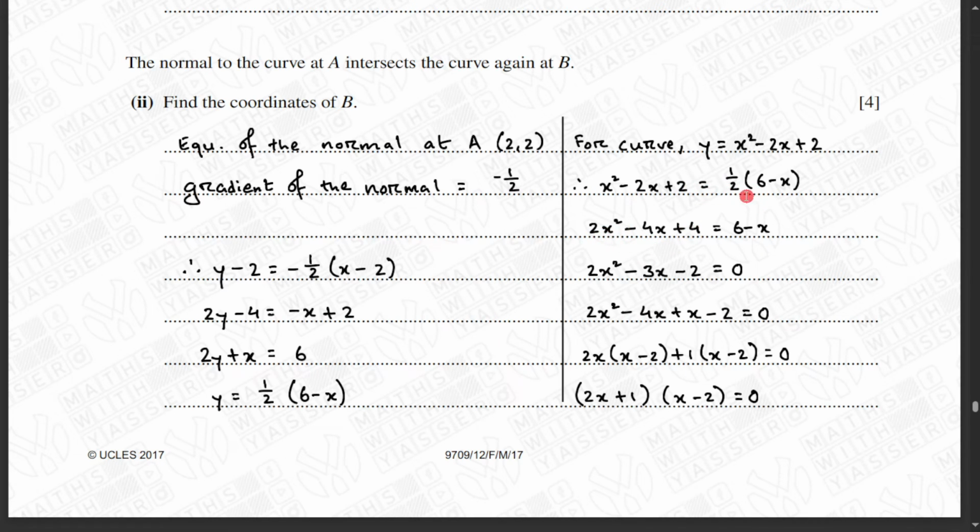So simplifying this by multiplying 2 with this whole equation, we get 2x squared minus 4x plus 4 equals 6 minus x. Then we can simplify further by writing 2x squared minus 3x minus 2 equals 0. So here we are doing the middle term break. If we take 2x common, we get x minus 2, plus 1 times x minus 2. Therefore, the factors are 2x plus 1 and x minus 2.